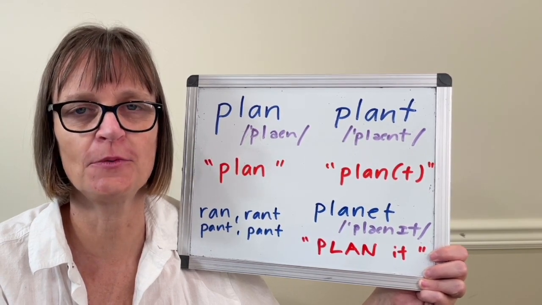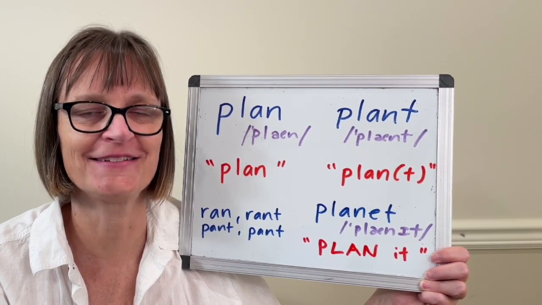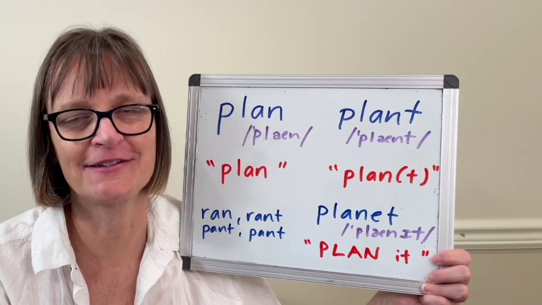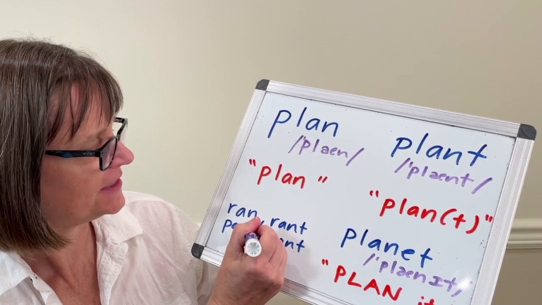In this video, we'll look at how to pronounce plan, plant, and planet. We'll also look at similar words like ran and rant, or pant and pan. I see I have an extra T here.